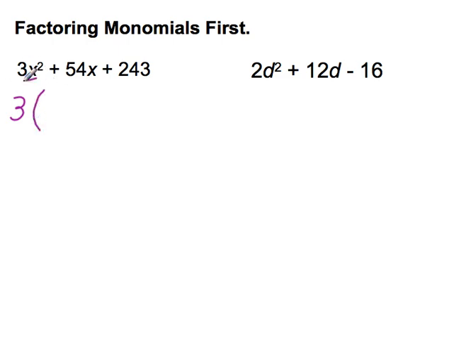What's left in this term if I take out the 3? Just x squared would be left. Now I look at this term, okay? We're going to bring the plus sign down. How many times does 3 go into 54? Or think of it as 54 divided by the 3. Well, that's going to be 18. So this would be 18x. Okay? And then we'll bring this plus sign down. And now the last term, if I take 3 out of 243, or 243 divided by 3, that would be 81.